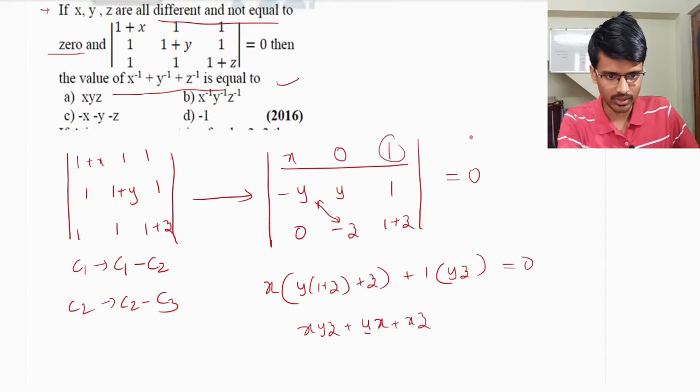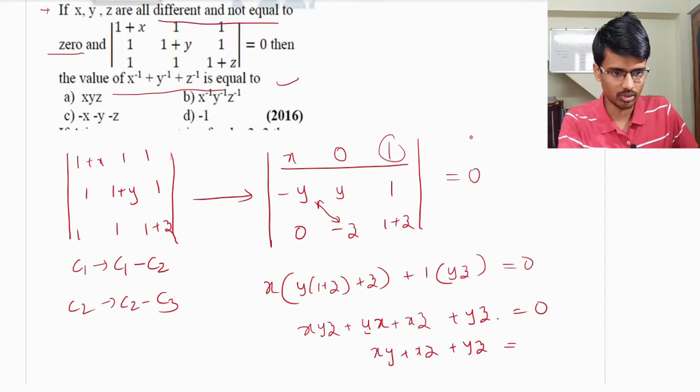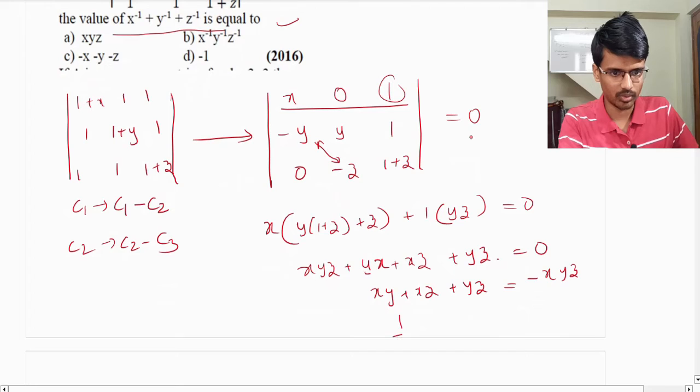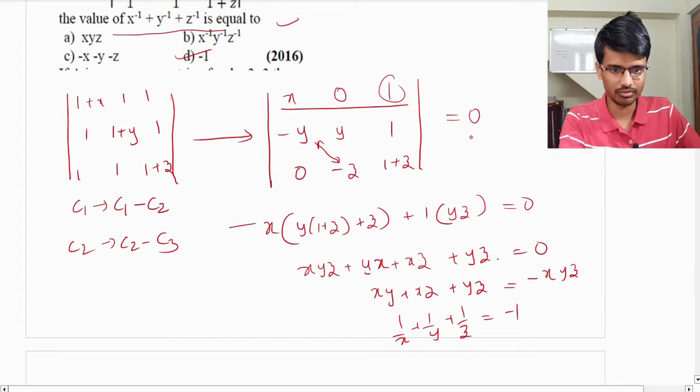Yx, yeah, yx plus yz is equal to 0. So here I can do xy plus xz plus yz equal to minus xyz, dividing by xyz on both the sides. What do I get? I get 1 by x plus 1 by y plus 1 by z is equal to minus 1. So that is the thing. I have done slightly faster here. If you simplify this, you'll get it.